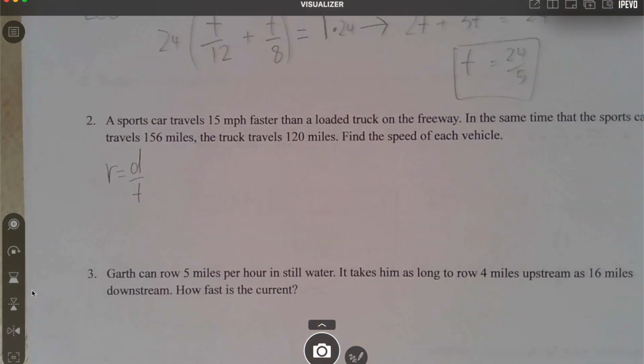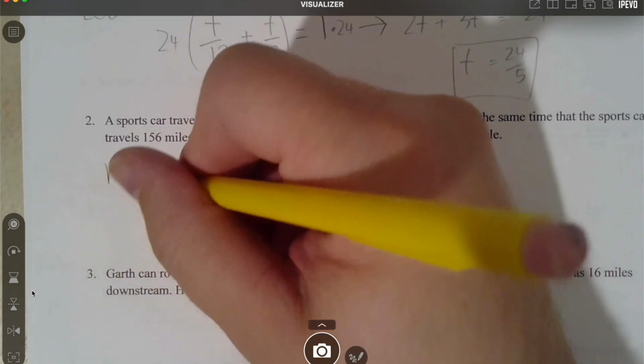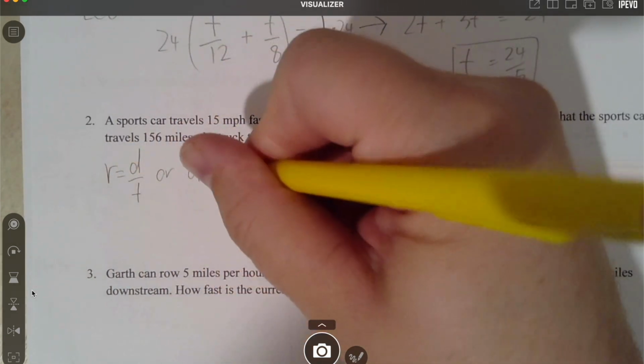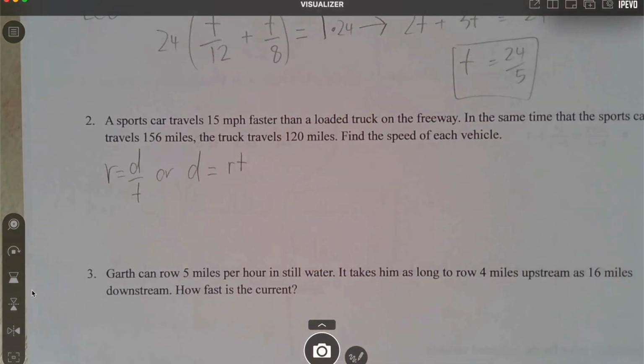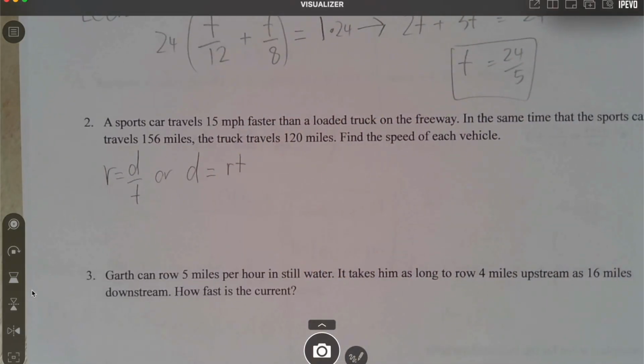So a basic physics formula there. Or, in other words, your distance is your rate times your time. Or you could even flip that around another way and solve for t, and you could say t is d over r. It's up to you how you want to mix that around.